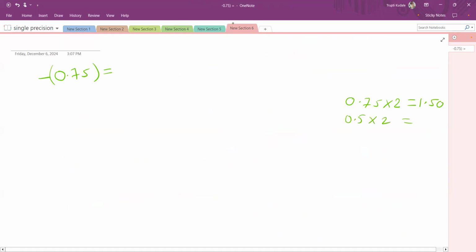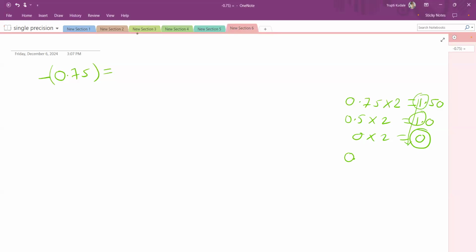0.5 into 2 will be 1.0. 0 into 2 will be 0. So go this way from top to bottom. Consider these numbers. 0.110 will be the binary representation of your 0.75.